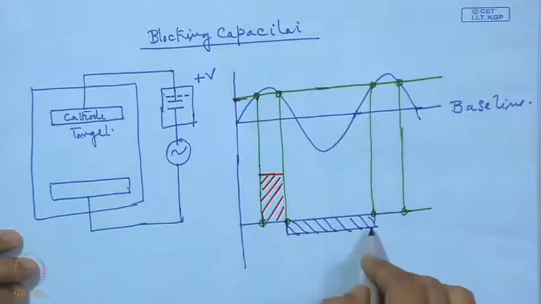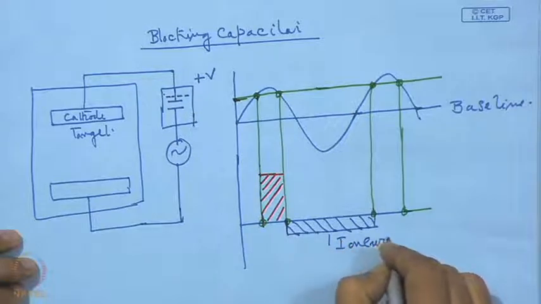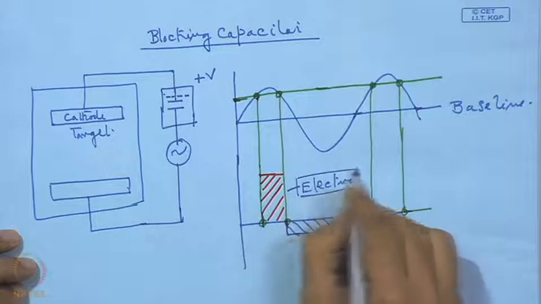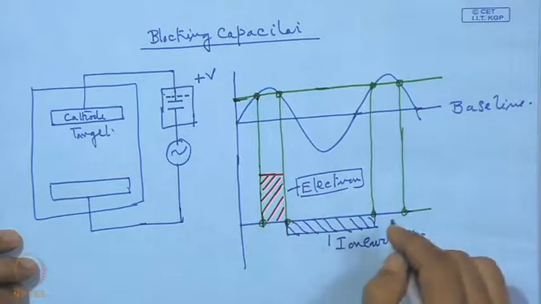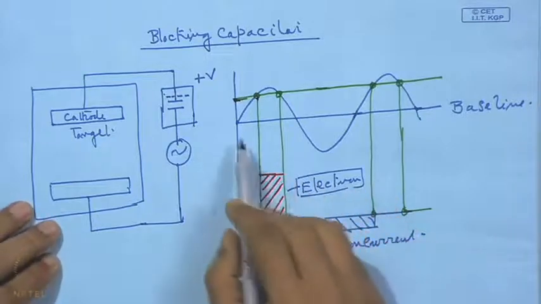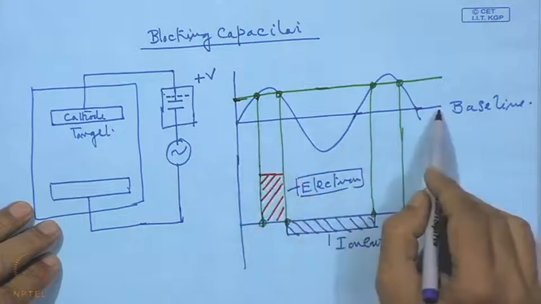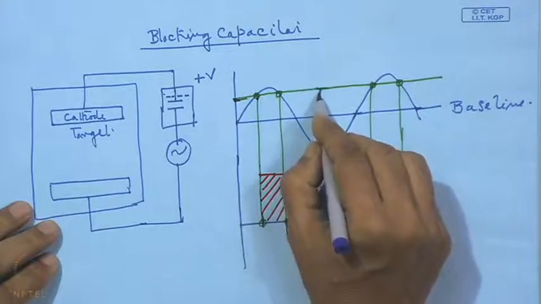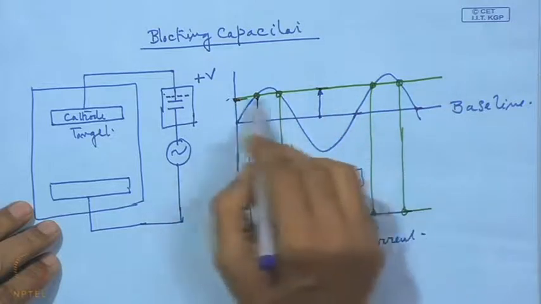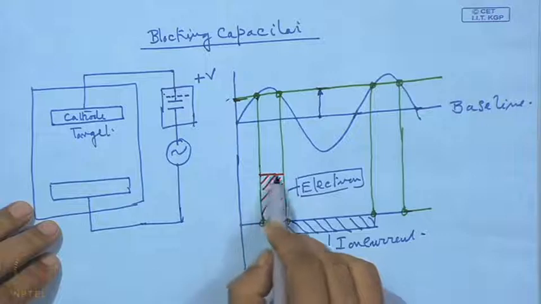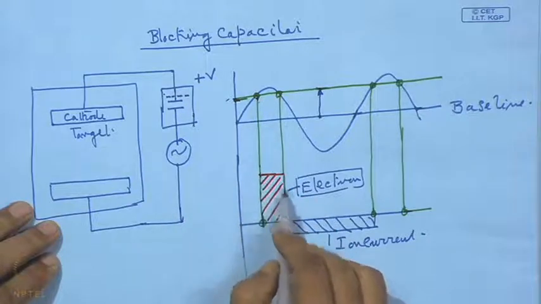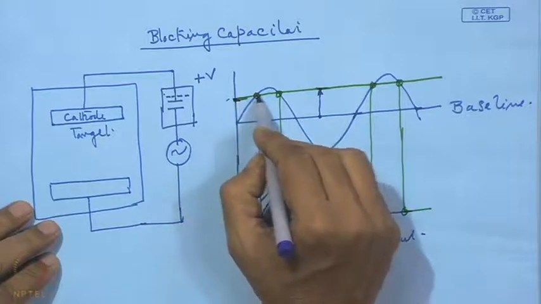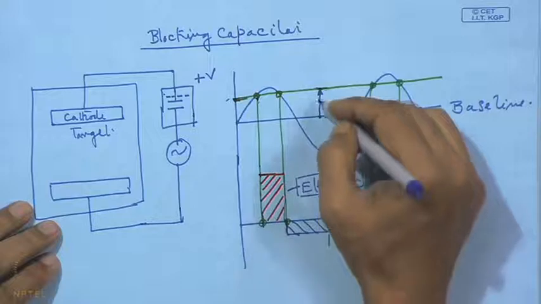That means this is on the negative side, which is ion current, and this is also electron current, and numerically this area and this area must be the same. This is possible just by shifting this blue line and positioning it along this green line. This was the original zero line or baseline, and its location will depend on being positioned in such a manner that this area and this area are the same.